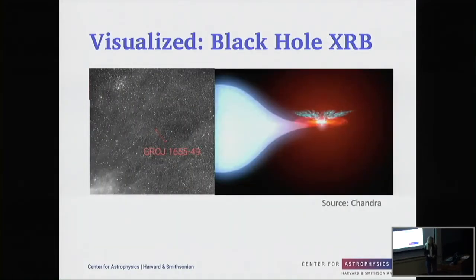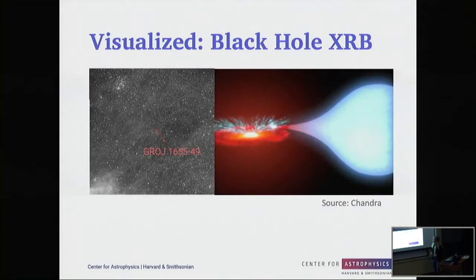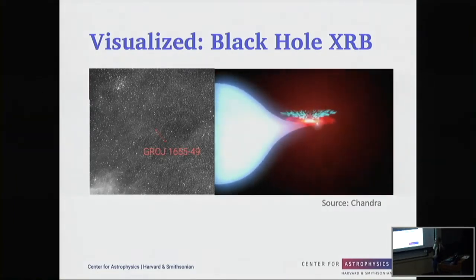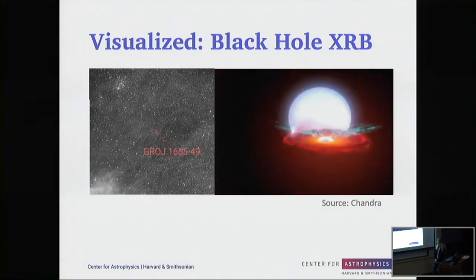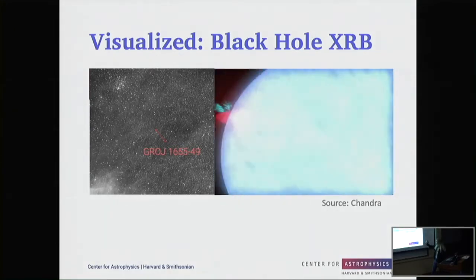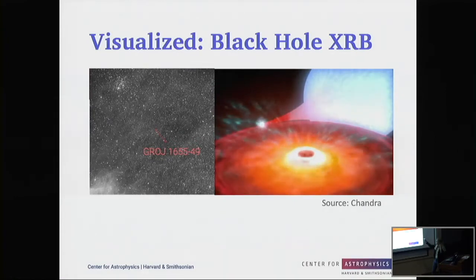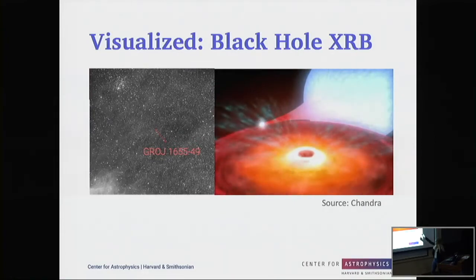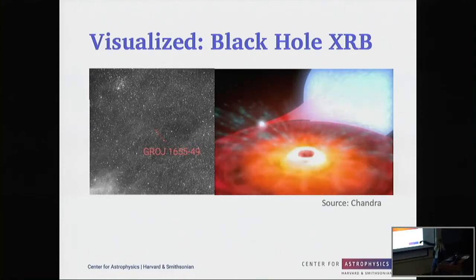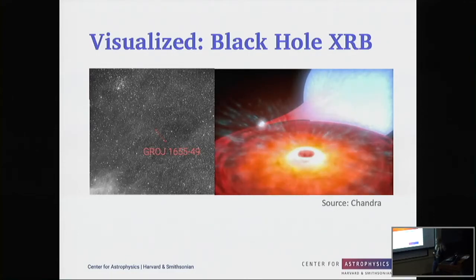So here I have a visualization of what one of these X-ray binaries might look like. So let's go. So this is a black hole X-ray binary, GRO J1655-40, and here you can see how it's orbiting its common center of mass, and it's accreting mass from this giant blue companion star, which is going onto the accretion disk here in red, and then eventually it goes past the event horizon. And so this is kind of an artist's conception of what it would look like.